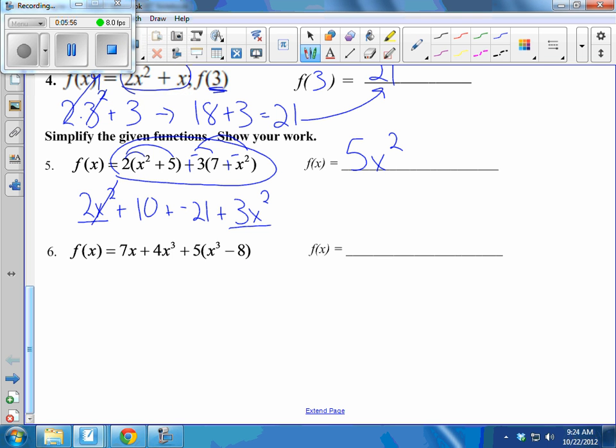And then I'm going to cross them out. I don't need them anymore. And then when I look at how many just numbers I have, those are called constants. I have negative 11.